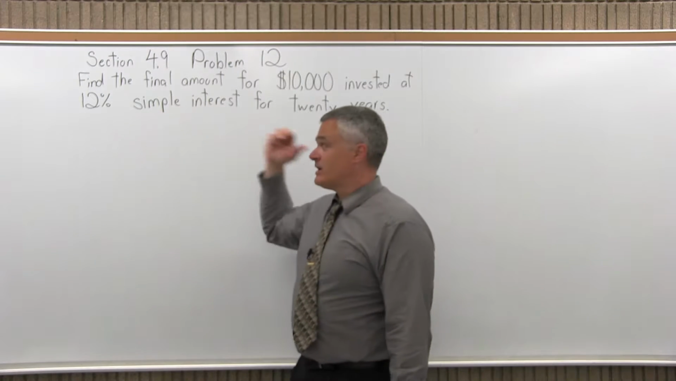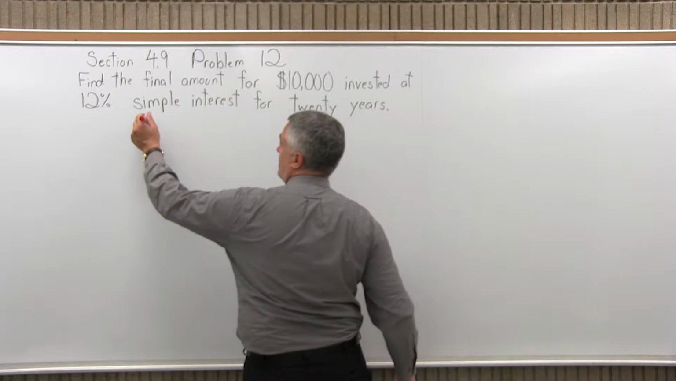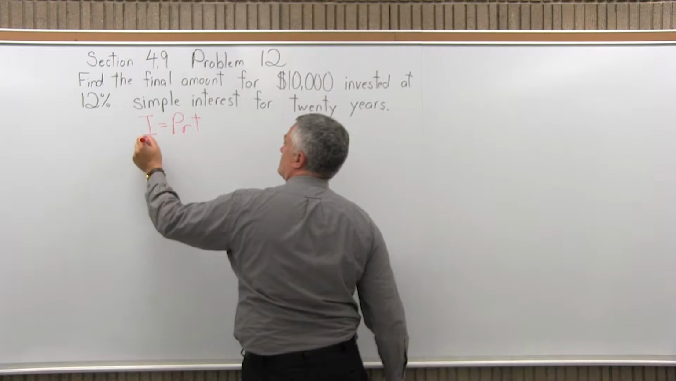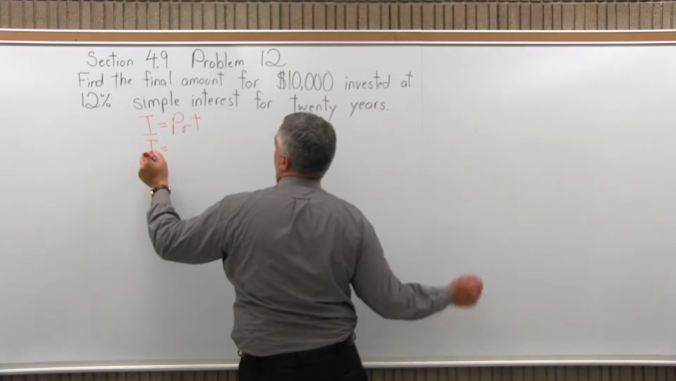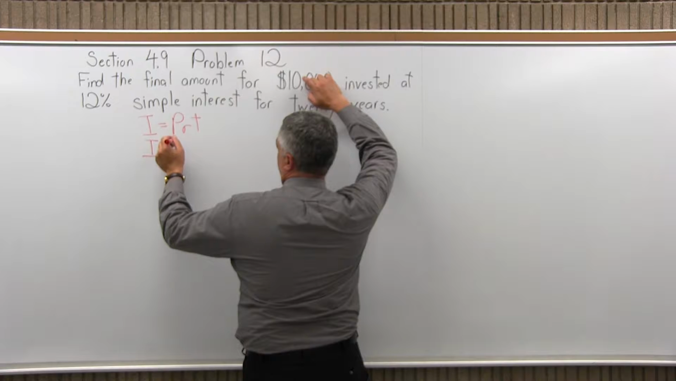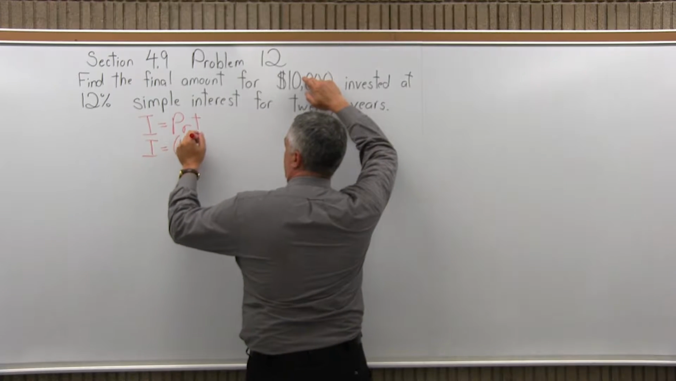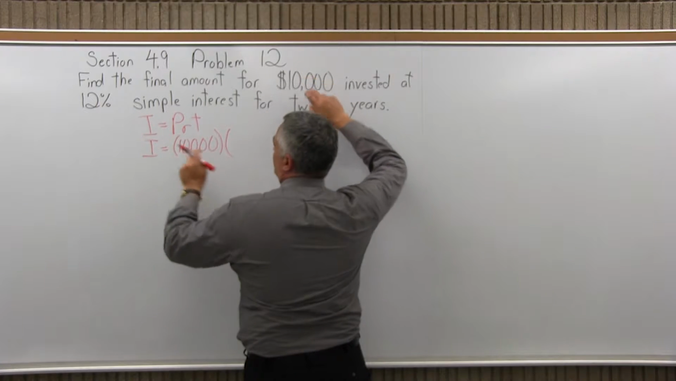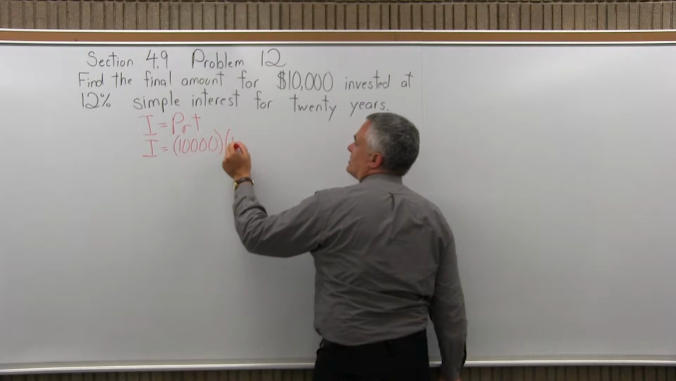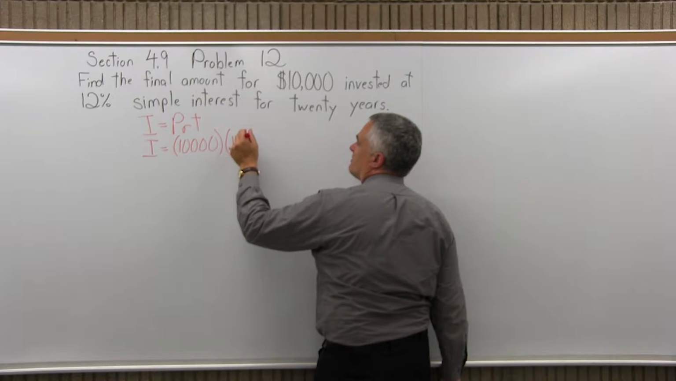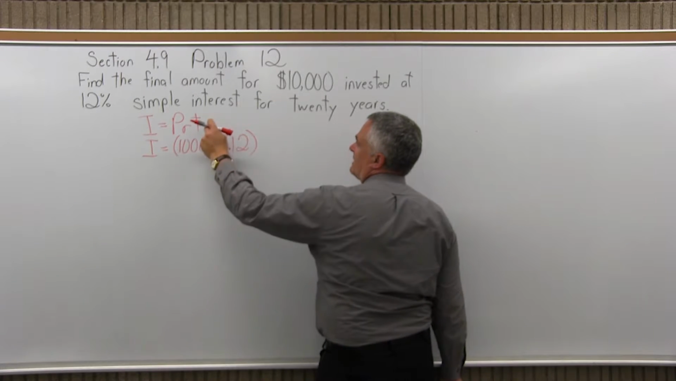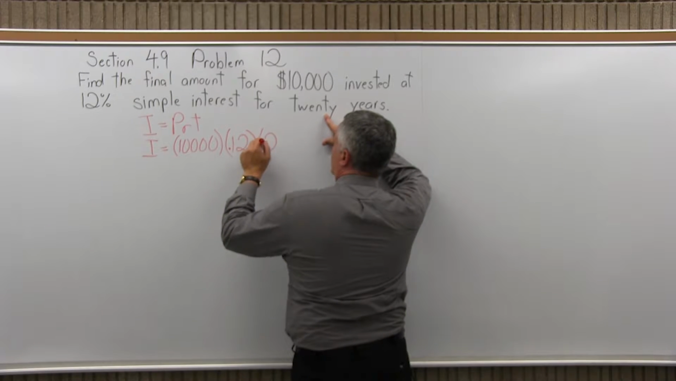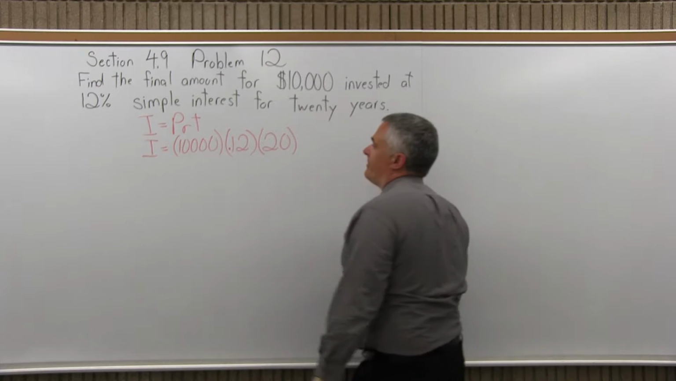This one says simple interest, so we are going to use the simple interest formula, which is I equals PRT. I is the interest earned, which we will find. P is the principal or initial investment, which for this problem is $10,000. R is the rate as a decimal. So this says 12%. So as a decimal, 12% is 0.12. Then times T. T is time in years. So time in years, that's 20 because it says 20 years.